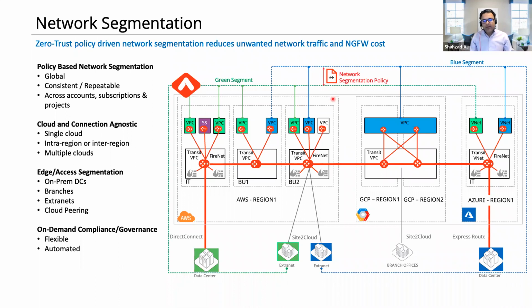So all the route programming, route propagation, dynamic route propagation is all done automatically by the controller. And the beauty is that you can actually extend these segments to the on-premise systems and servers as well. So you can define this data center as a green segment where this branch maybe is a blue segment, and you can say that this screen cannot talk to branch. So we can actually extend it. So you can see this is all global, consistent, it is repeatable, it is applicable in single cloud or multiple clouds or multiple regions, right? And like I said, it is extended to your on-premise resources as well.